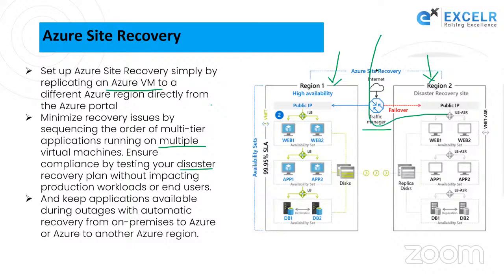to here. On a sunny day, all the traffic will go to region 1, but on a rainy day, or when a disaster occurs in your environment, it can go to the second region. So this is possible with your Azure Site Recovery.